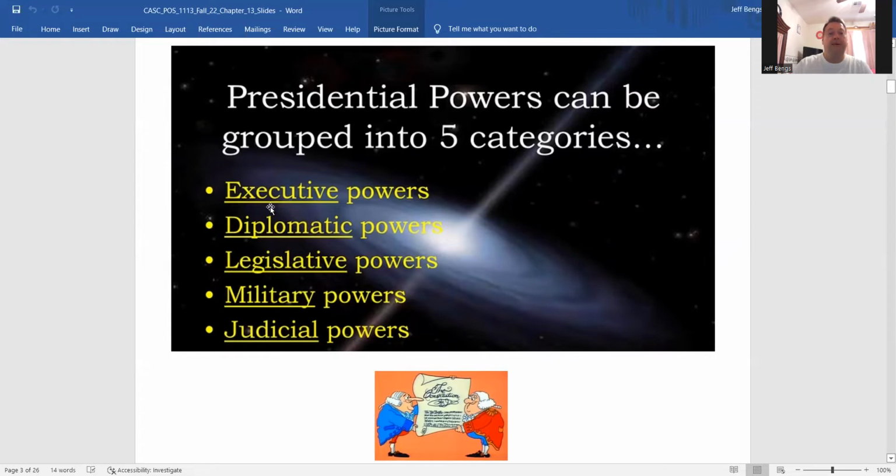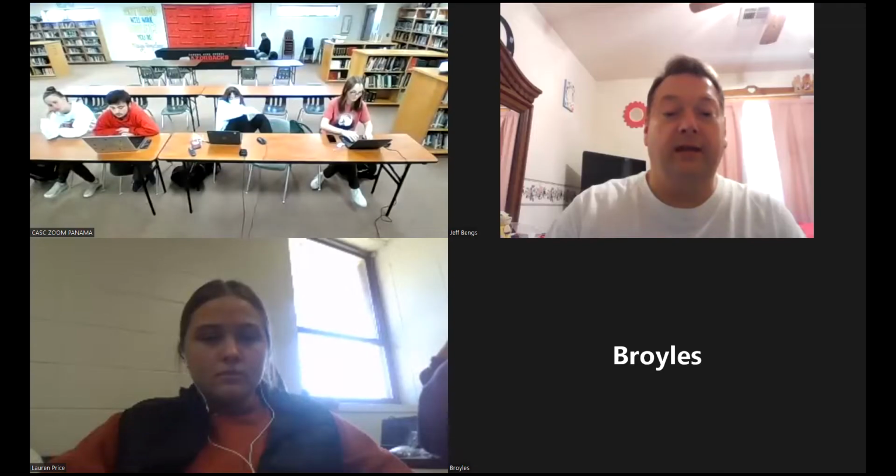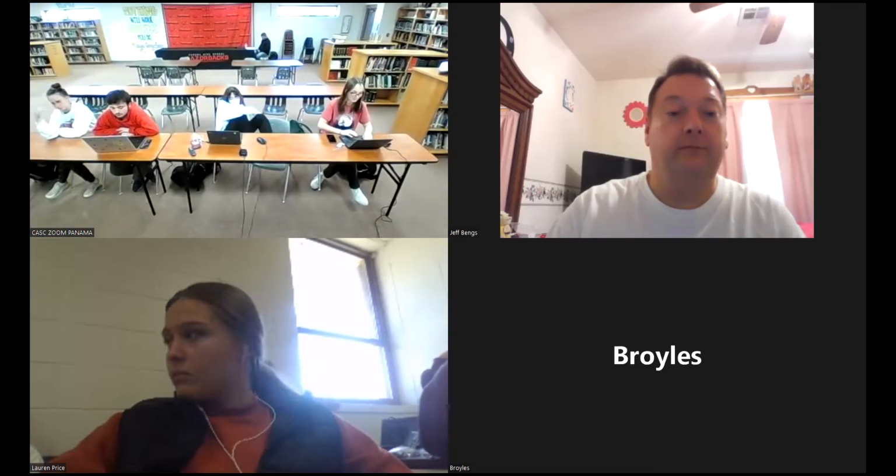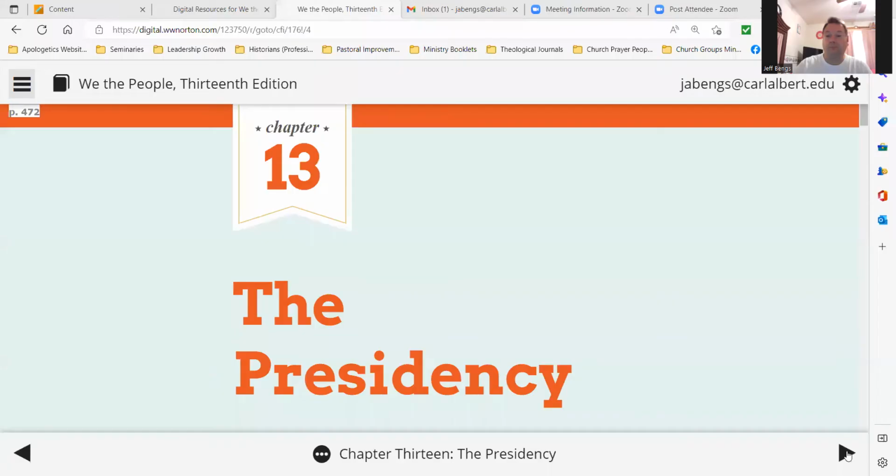There are 5 express powers laid out in Article 2 of the Constitution: executive, diplomatic, legislative, military, and judicial powers. Now I'm going to turn to the textbook as we look at these powers.